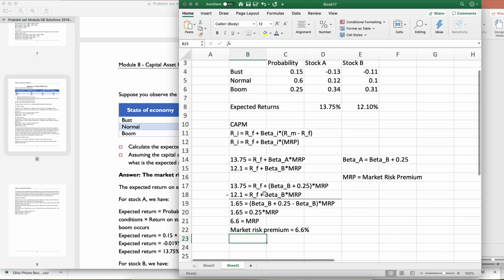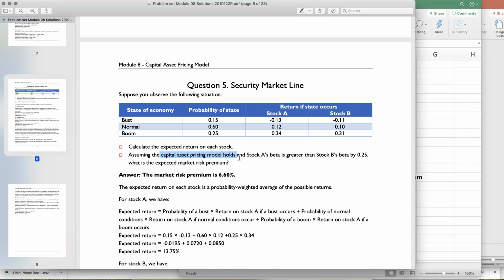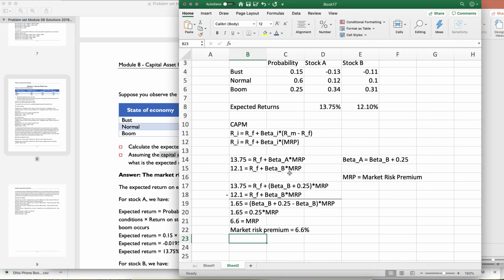The way that we need to do this is because the CAPM holds, and therefore we know that we can use this equation. And once we know that, we can plug in the numbers. It doesn't matter here if you do 13.75% or if you do 0.1375, as long as you know that your answer is in percent or decimal, you're fine. But the answer here is 6.6%, and those are the expected returns.